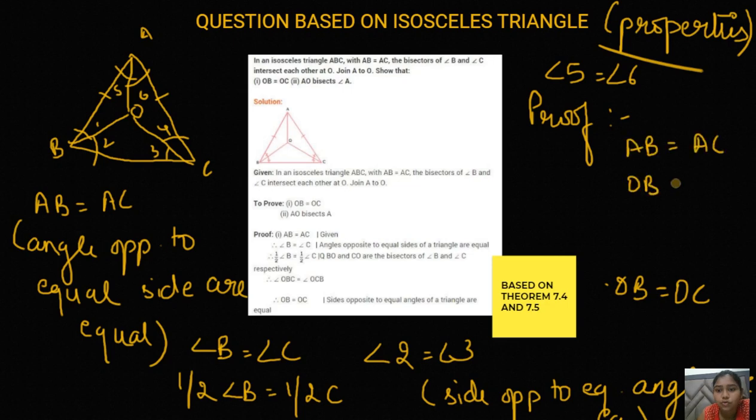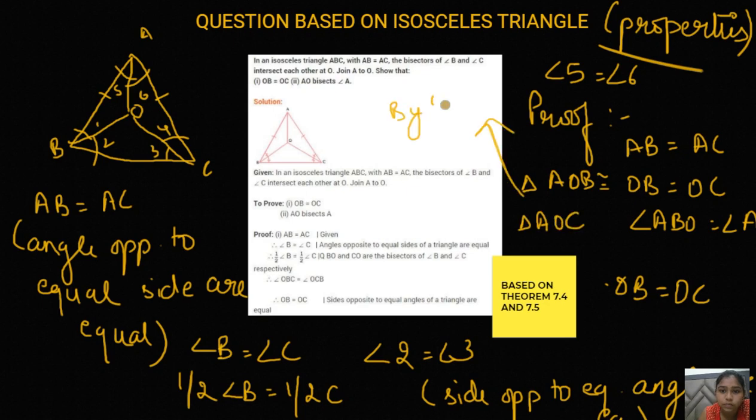OB is equal to OC, we have proved earlier. And we have seen that angle ABO is equal to angle ACO, right? So triangle AOB is congruent to triangle AOC. So by CPCT, angle 5 is equal to angle 6, hence proved, right? This is the question for the isosceles triangle property.